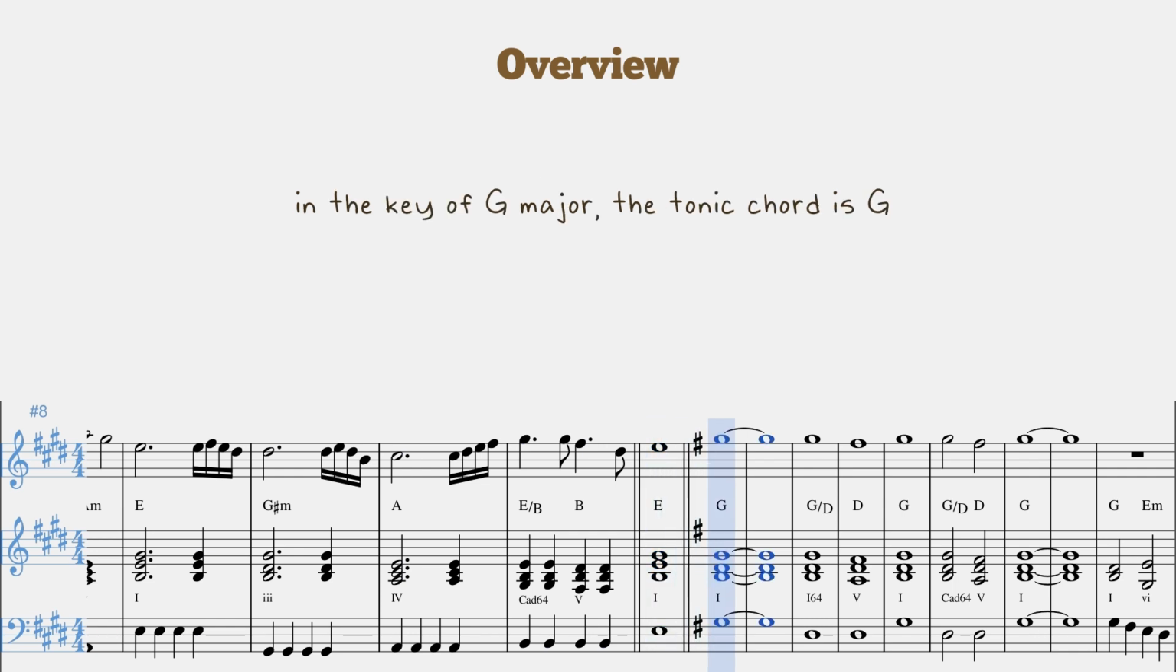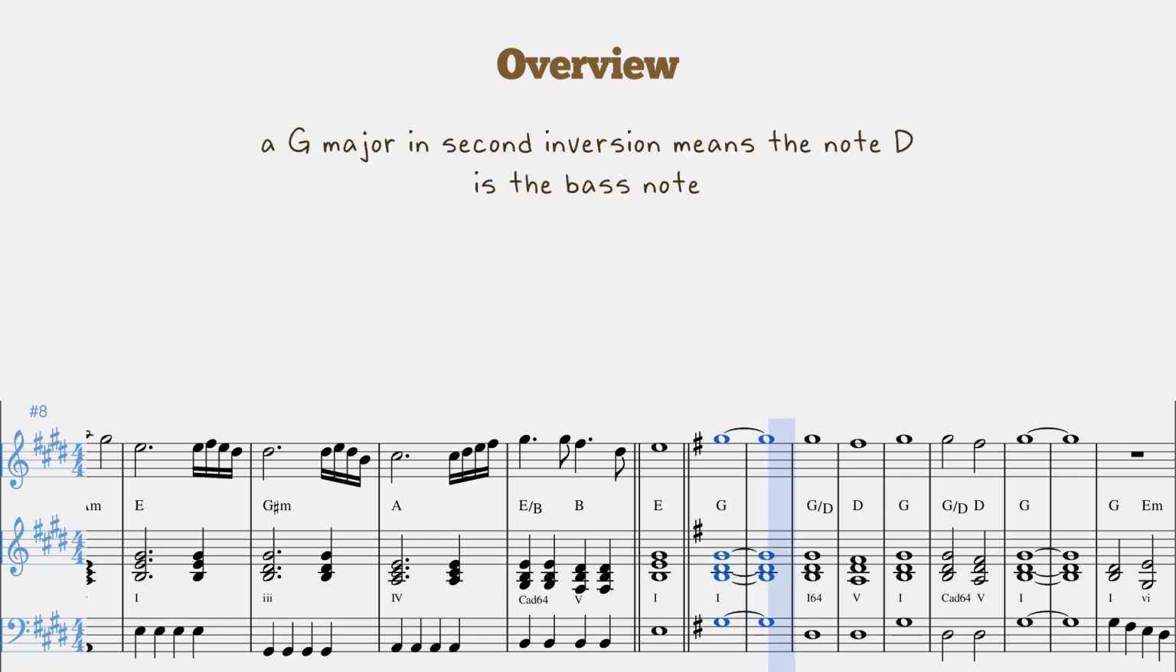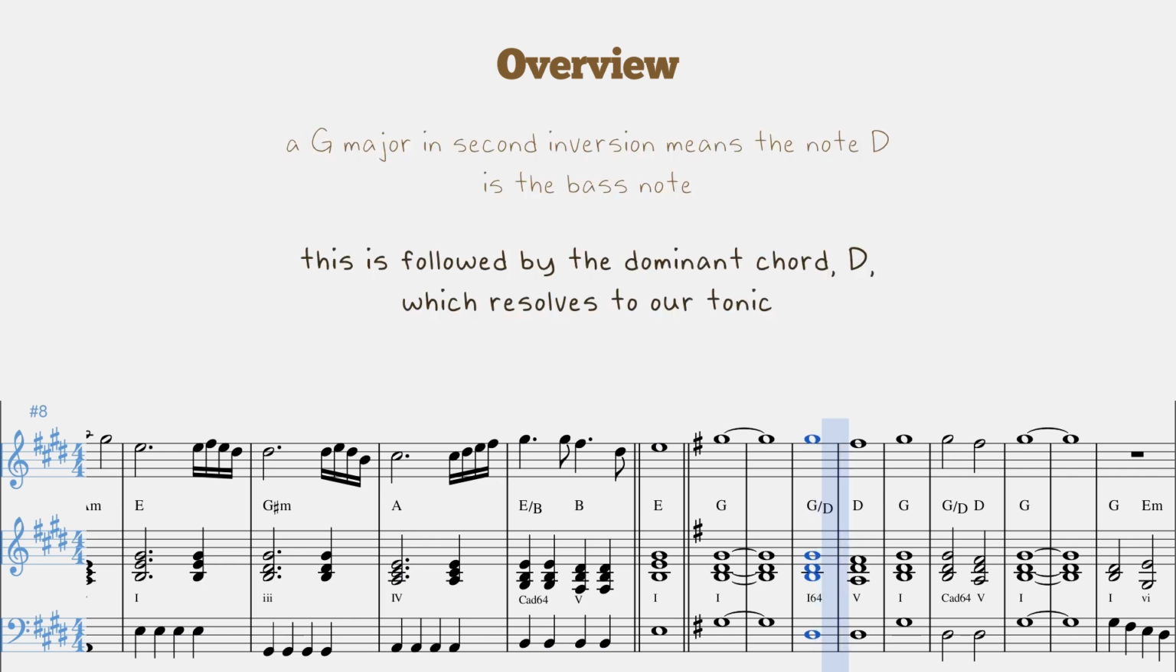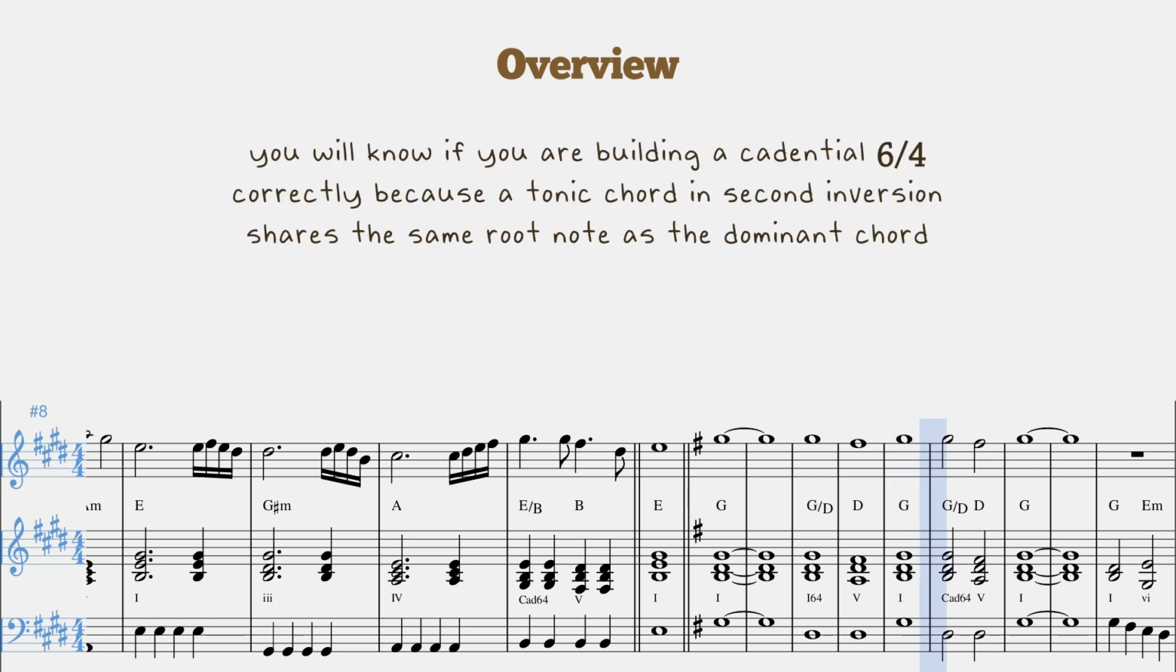In the key of G major, the tonic chord is G. A G major in second inversion means the note D is the bass note. This is followed by the dominant chord, D, which resolves to our tonic. You will know if you are building a Cadential 6/4 correctly because a tonic chord in second inversion shares the same root note as the dominant chord.